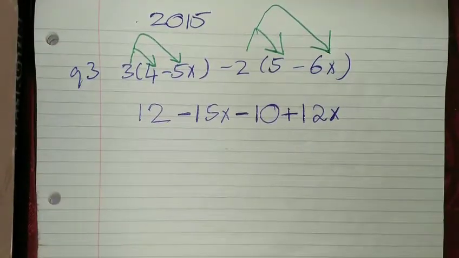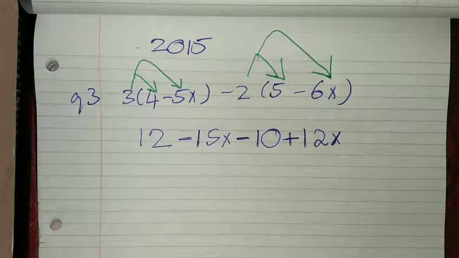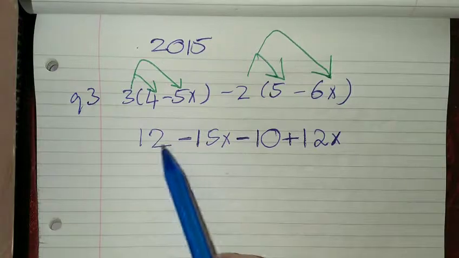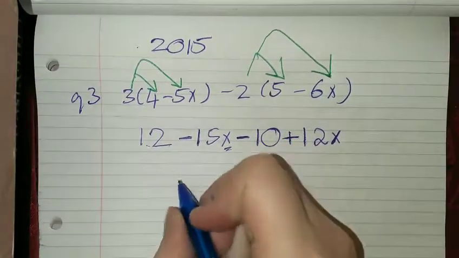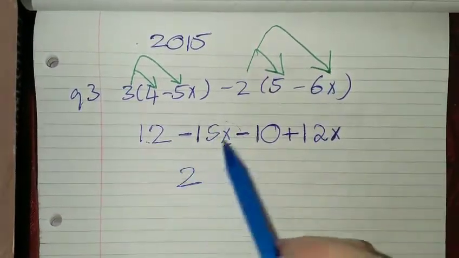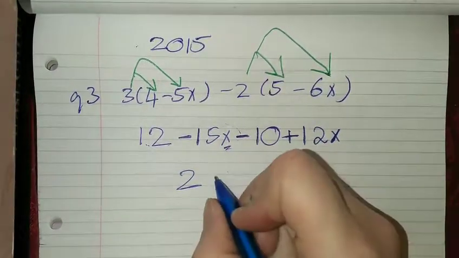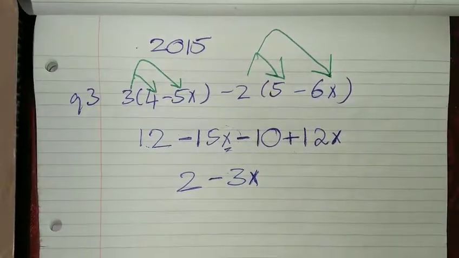So now you just have to group together terms that are similar, the same variable actually. So 12 take 10 will give me 2, and then minus 15x plus 12x will give me minus 3x. So that's my answer for that.